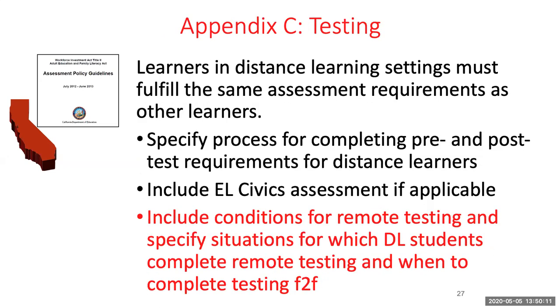And then for testing, this is where it's changed a little bit, but it's talking about how distance learners must complete the same requirements as everybody else. You specify the process for how you do it. Now, we're going to have that addendum for now. We're probably going to leave this alone in Appendix C, but we will have that addendum at the state level. They're coming up with an addendum for this for 19-20. At the local level, you'll come up with an addendum where you're specifying exactly what you're doing. Are you doing pre-post? Are you doing EL Civics, et cetera?